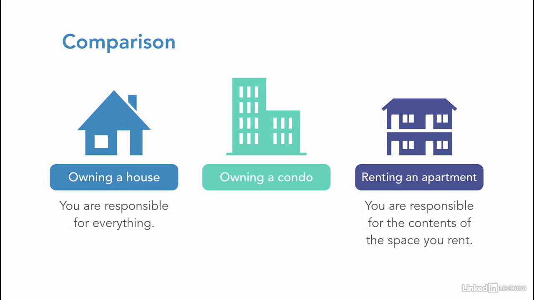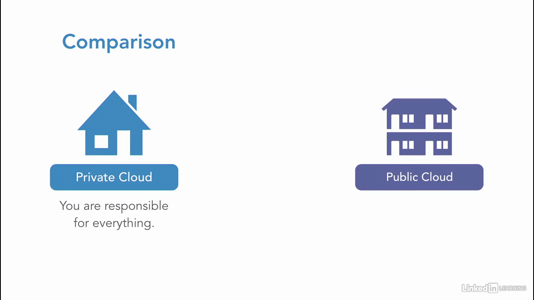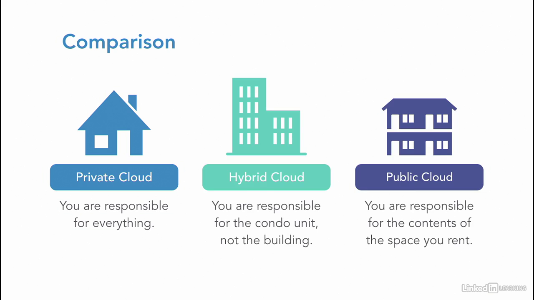In between those two is a condo. When you own a condo, you're responsible for the condo unit, but the building is the responsibility of the building owner. We are responsible for our appliances, our countertops, etc., but we don't have to shovel the snow or cut the grass. For those of you who like a visual, this is the cloud models when we apply it to home ownership. We have our house, we have the apartment rental, and we have our condo. When we apply the cloud models to this, a house becomes our private cloud, the apartment rental becomes our public cloud, and the condo is the hybrid model.